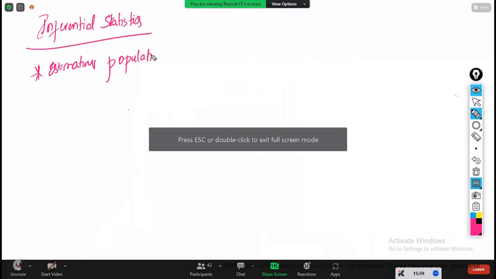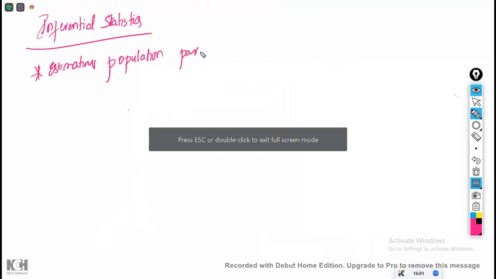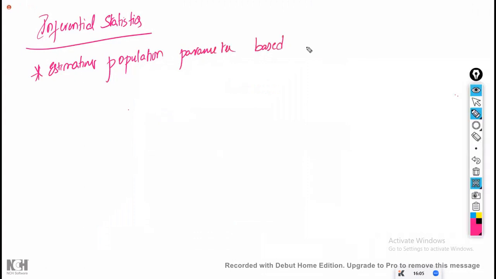Estimating the population parameter based on the sample. Whatever sample we have, based on that, we are going to estimate the population.